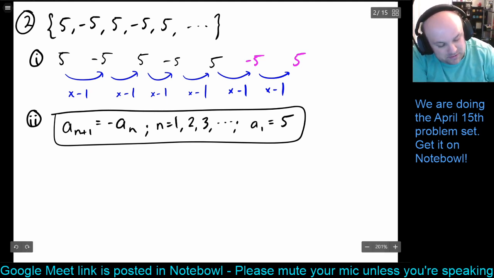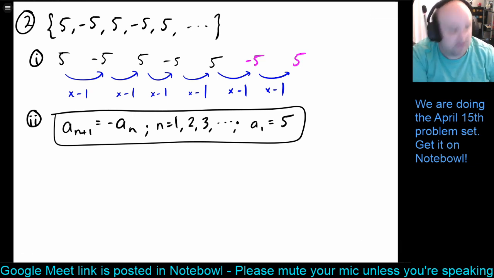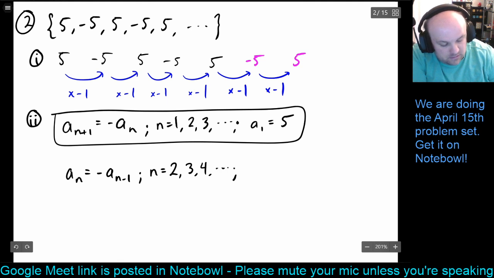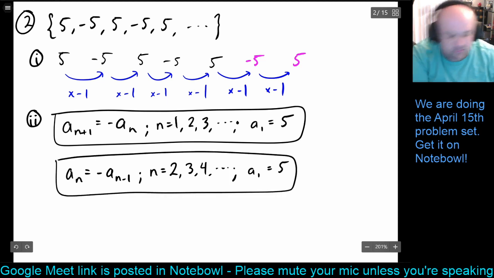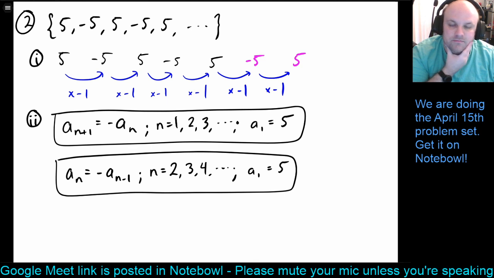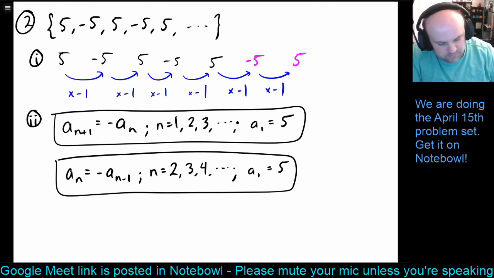Maybe I can put some semicolons between these. And again, if you wanted, you could also say a_n is negative a_{n-1}. But again, here, n has to start at 2. And we still have to say a_1 is 5. So again, either way you want to write this down is completely acceptable. Both of them are completely fine. All right. So, any questions there?